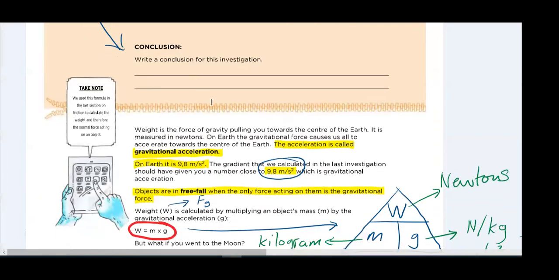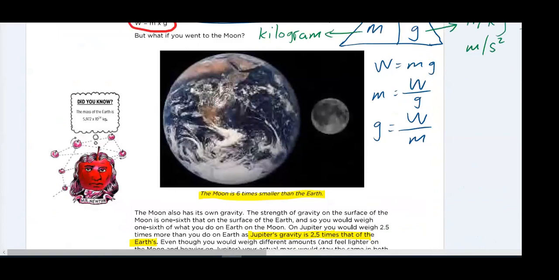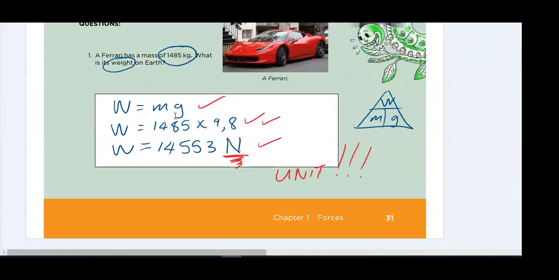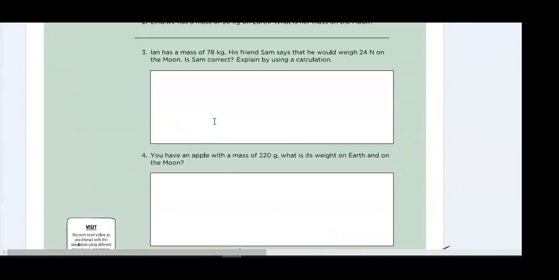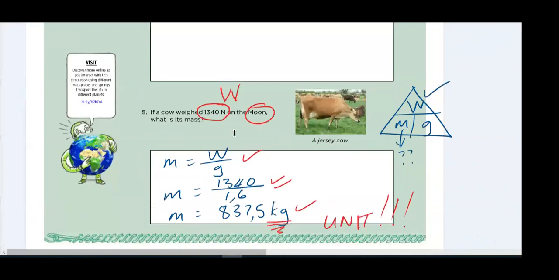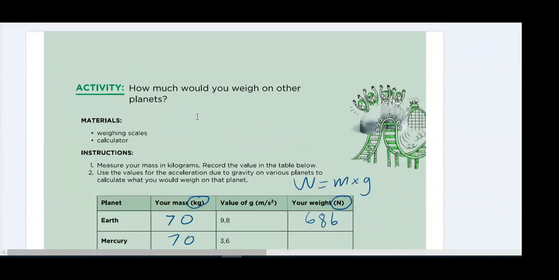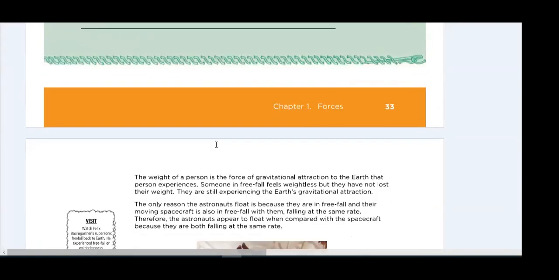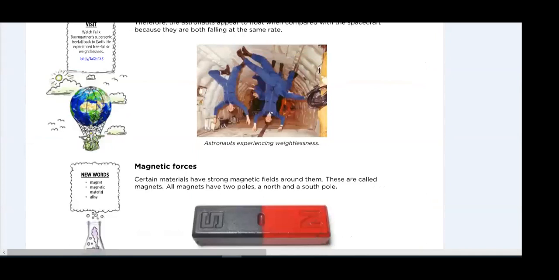The conclusion I've actually written up there before. And then on this next activity, I've done question 1 and 5. You must complete the rest: question 2, question 3, question 4. And then in the last activity, complete the table and answer questions 1 and 2 that follow. And that's where we'll stop.